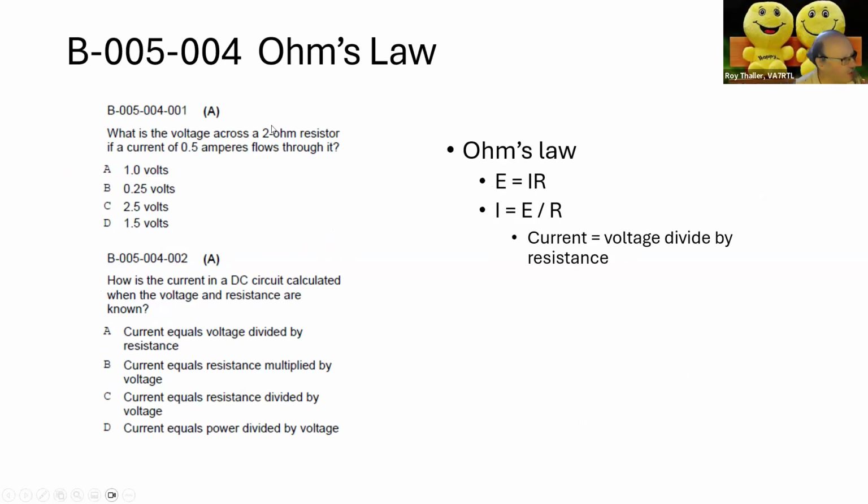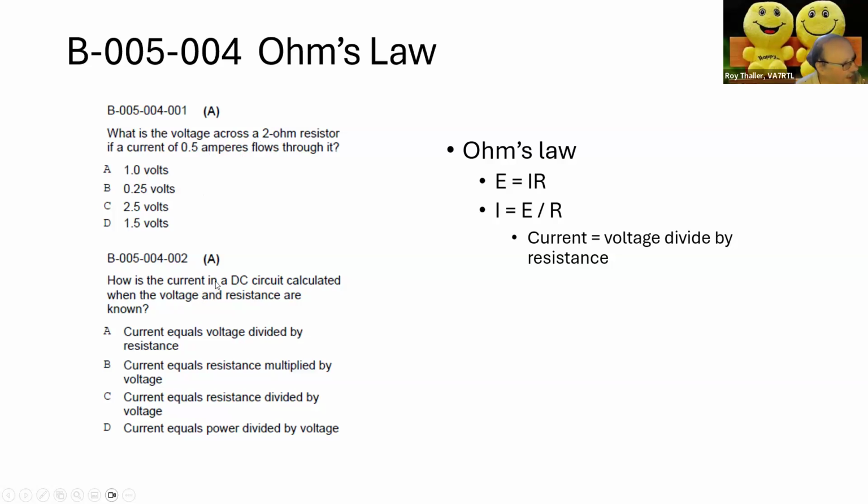What is the voltage across a 2 ohm resistor that draws 0.5 amps of current? So here you would multiply the two together. And so the answer would be 1 volt.